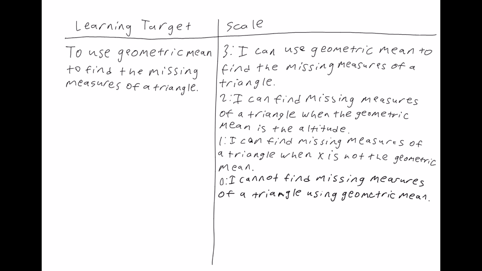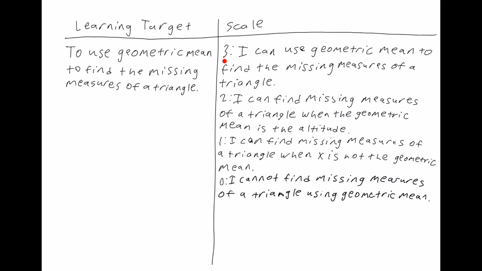The learning target for today is to use geometric mean to find the missing measures of a triangle. Now, you may have heard of arithmetic mean, which is the average, but there's also something called geometric mean. So we're going to talk a little bit about that.